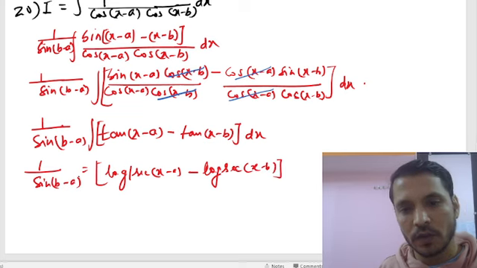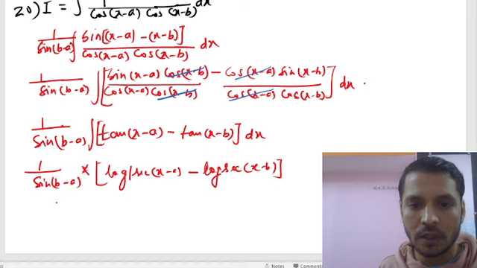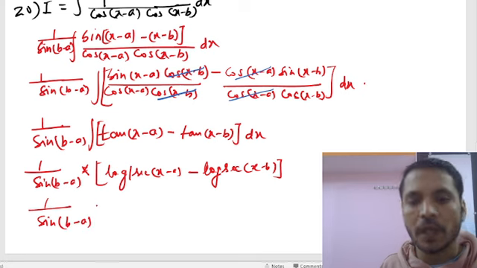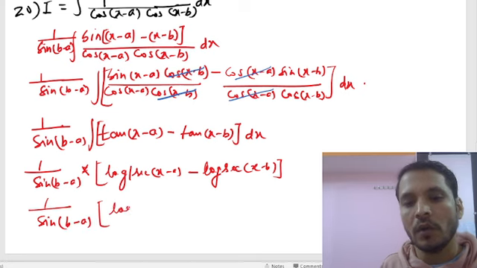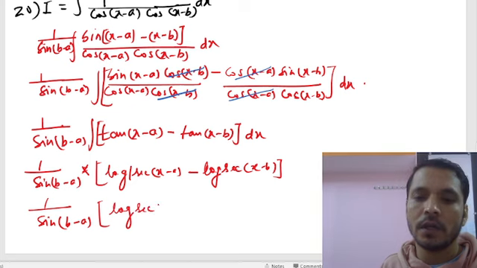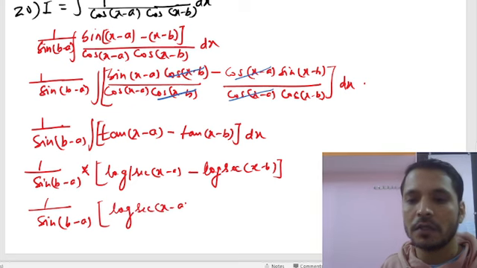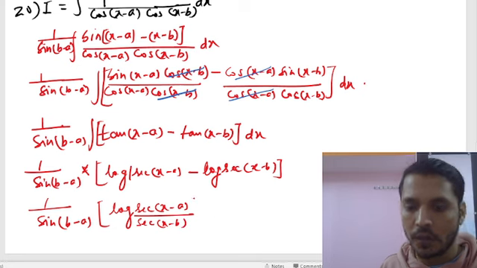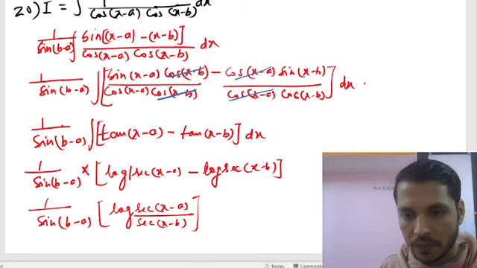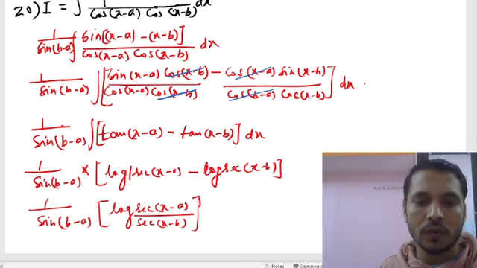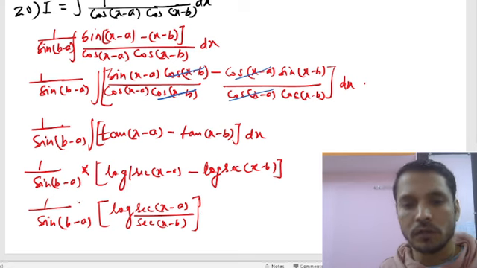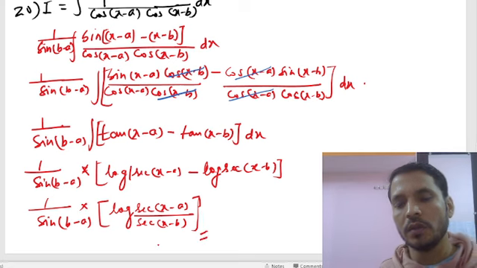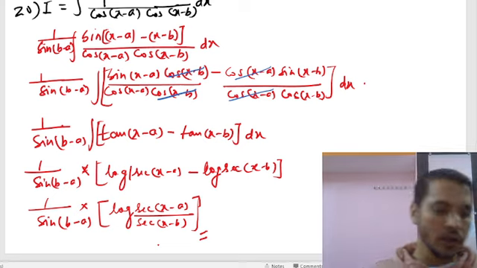Here we can apply the log property: 1 by sin b minus a into log of sec x minus a divided by sec x minus b. We can also write it in terms of cos, but both are correct. So this is the answer for question number 20.